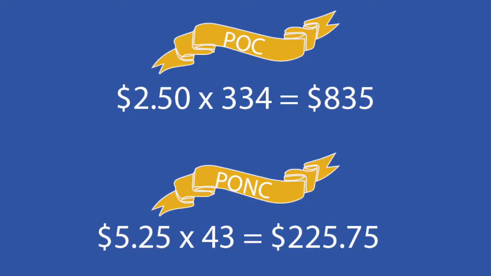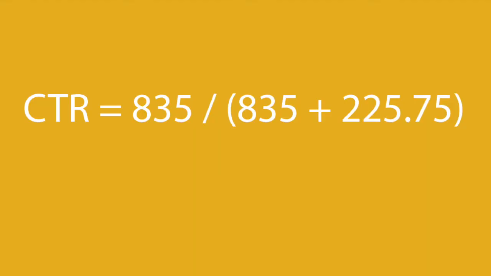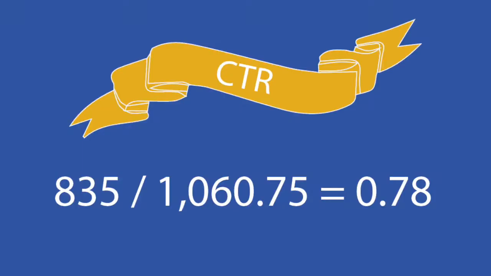To find our POC, we multiplied our price of conformance by the number of sushi sold. To find our PONC, we multiplied our price of non-conformance by the number of sushi rolls scrapped. Then, to find our CTR, we divided our POC by the POC added to the PONC. A perfect CTR is equal to 1. This is when the PONC is absent.